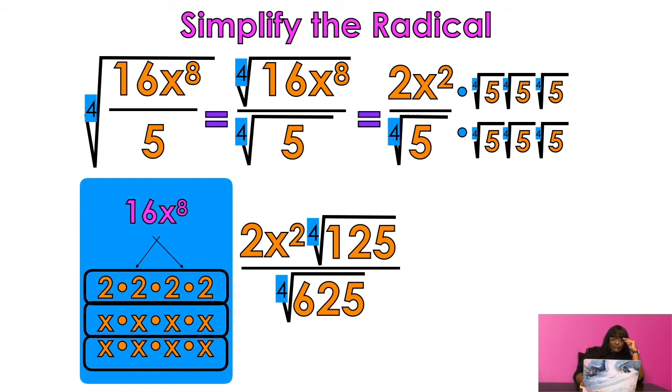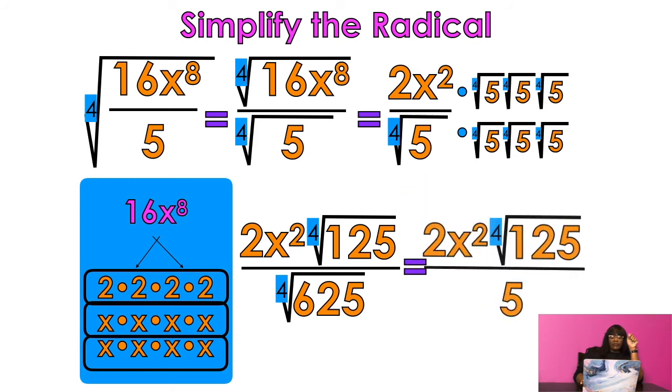Okay, so that's going to give me a 5 on the bottom. And the top stays the same because I can't simplify the fourth root of 125. I'll go ahead and leave that alone. On the bottom, though, no more radicals. That's how I know I did my job.